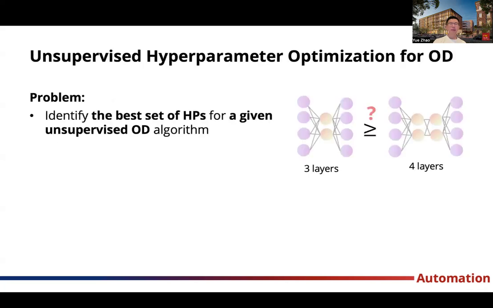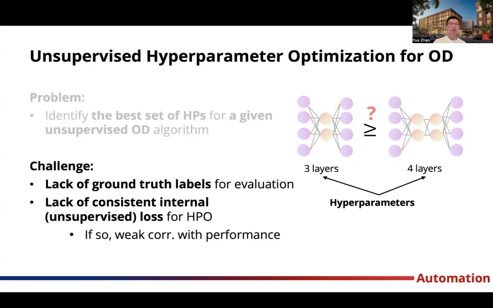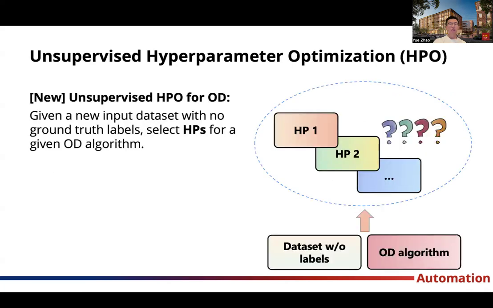The problem is that identifying the best set of hyperparameters for a given unsupervised OD algorithm is non-trivial. There are many challenges. For example, you don't have the ground truth labels for evaluation. You don't have an internal unsupervised loss that you can optimize for good performance. So with that in mind, we define the problem called unsupervised hyperparameter optimization for OD. The idea is, given a new input data set with no ground truth labels, you want to select hyperparameters for a given OD algorithm.